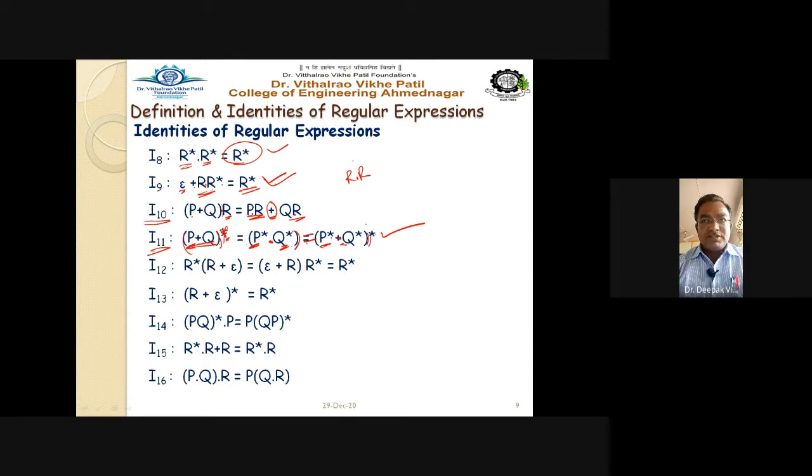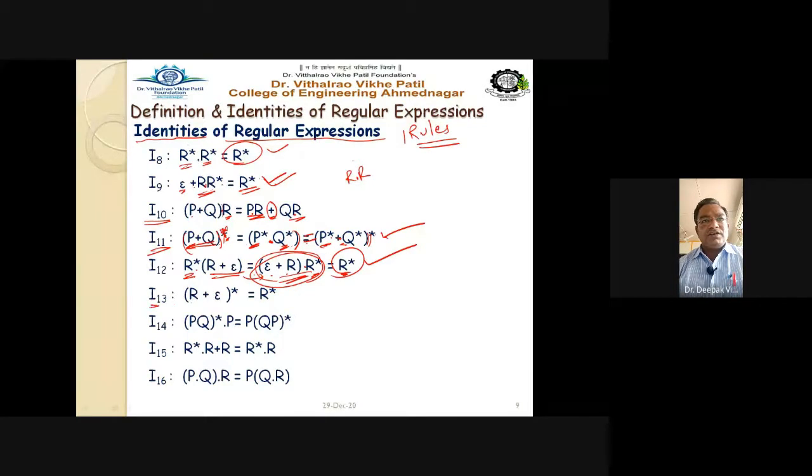And these are all the identities of regular expressions, or you can call them rules, thumb rules. While solving the examples, we have to use all these thumb rules, so remember this one. Then R*·(R + epsilon), you can also rewrite it as (epsilon + R)·R*, that is equal to R* only. It means that if such a term is there in the example, you can replace this entire term with R*, because these two are equivalent.